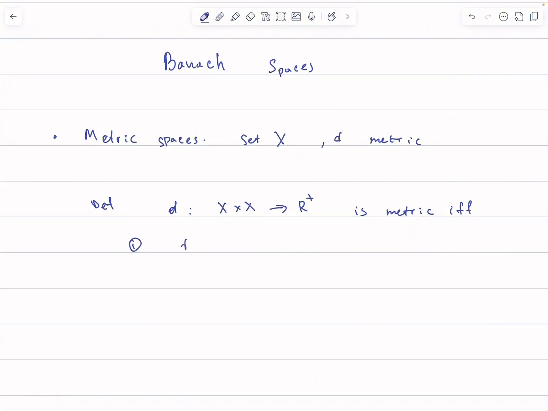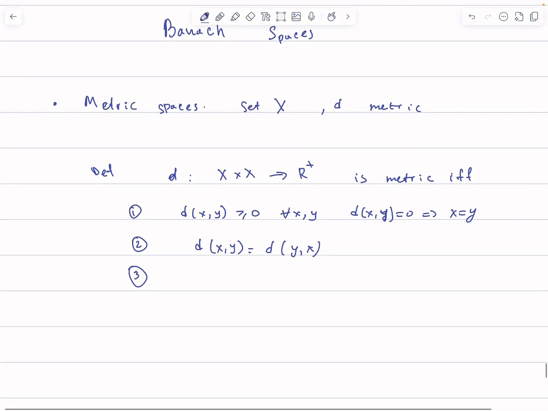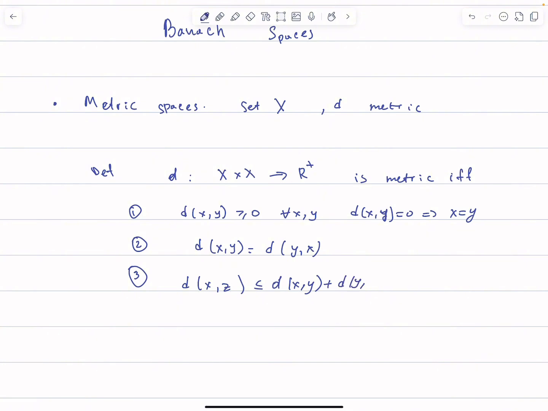First, d(x,y) is always positive for all x and y, and by the way, d(x,y) is equal to 0 only in the case that x is equal to y. Second, symmetric: d(x,y) is equal to d(y,x). And third one, triangle inequality: d(x,z) is less or equal to d(x,y) plus d(y,z).